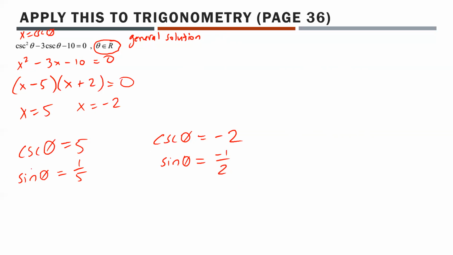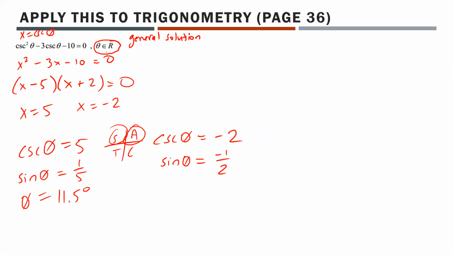Okay? This one we'll do first, just because I think it's honestly a little bit more challenging. 1/5 is not something that shows up on any of our special triangles. That's just totally out of left field, right? And if we think of our CAST rule here, since it's positive, we know we have to be in these two quadrants. Well, if we take the inverse sine of 1/5, you're actually going to get your angle to be 11.5 degrees if you're in degree mode. If you're in radian mode, that's fine too, because this didn't say one way or another. It just said theta has to be a real number.